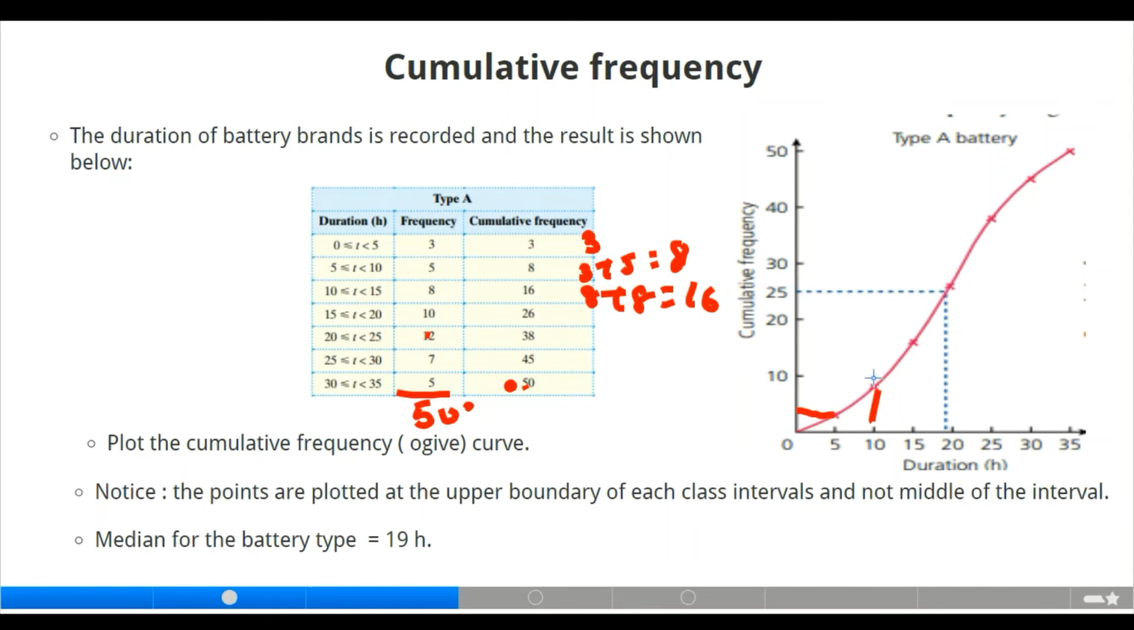With that, we can easily identify our median. And how do we calculate the median of any given value? Just find half of the total number, that is half of your n. Our n here is 50, so we find 50 divided by 2, and that gives us 25. So we can easily get the median from this place. By the time we trace 25, it's at 19 for the durations of that battery brand. So that gives us the median.